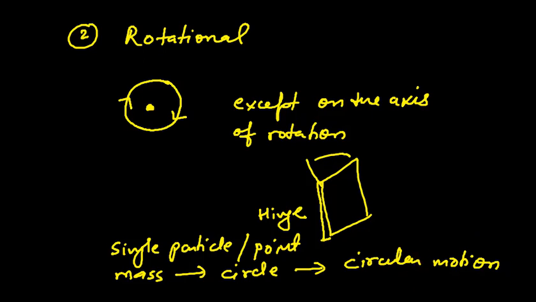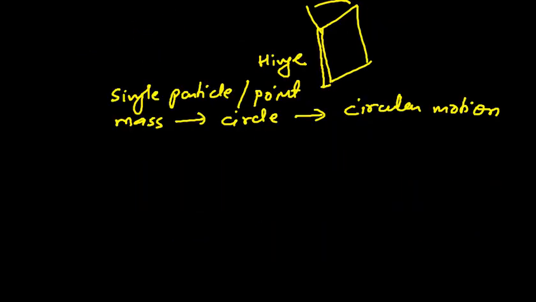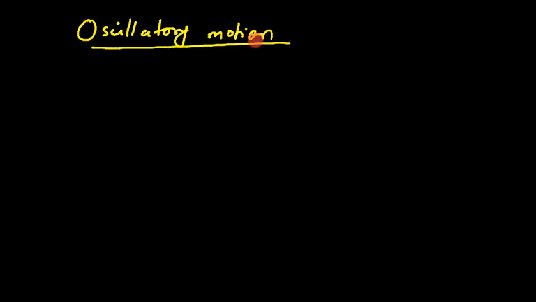Well, we'll talk about another one, and this is called oscillatory motion. A body is said to have an oscillatory motion if it moves to and fro about a fixed point.